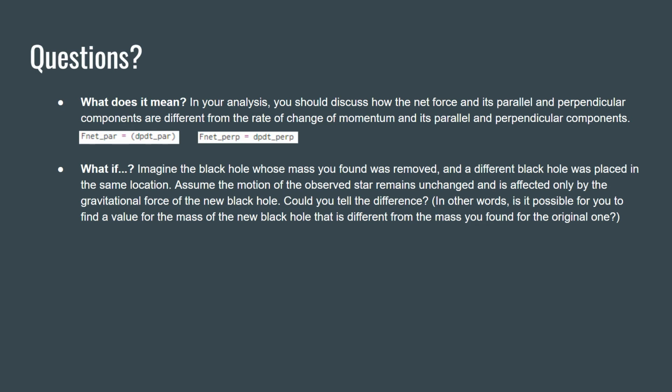What if? Imagine the black hole whose mass you found was removed, and a different black hole was placed in its same location. Assume the motion of the observed star remains unchanged and is affected only by the gravitational force of the new black hole. Could you tell the difference? Well, in short answer, it's no. It would be impossible. Due to the motion of the observed star remaining the same, the forces are the same, and also the star's mass is the same. Thus, the black hole's mass must be the same, and we wouldn't be able to tell a difference.